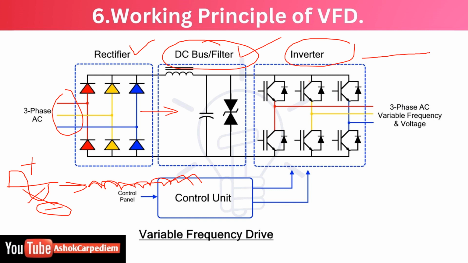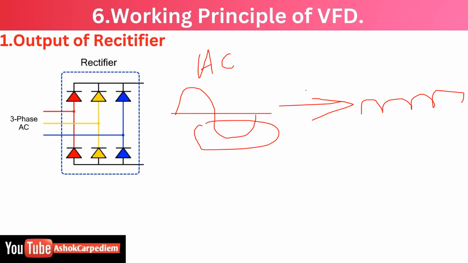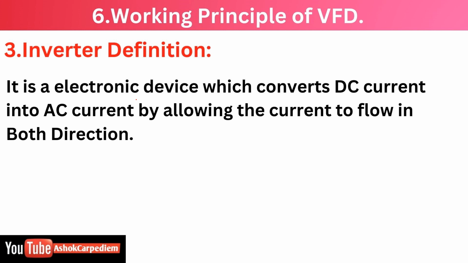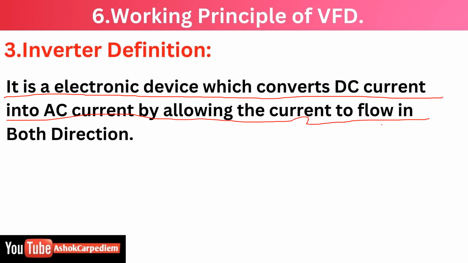So what is the inverter? We will see. This is the inverter, the same thing which we have at home. Now I will show you what the inverter will do. So first we will see the inverter definition. It is an electronic device which converts the DC current into the AC current by allowing the current to flow in both directions. So I told, in DC current it is only a single direction, but in AC it is both directions.